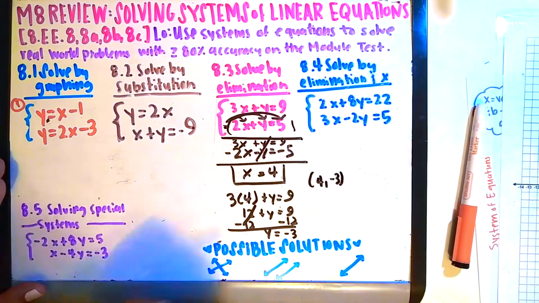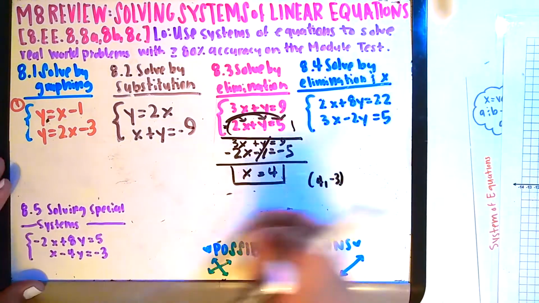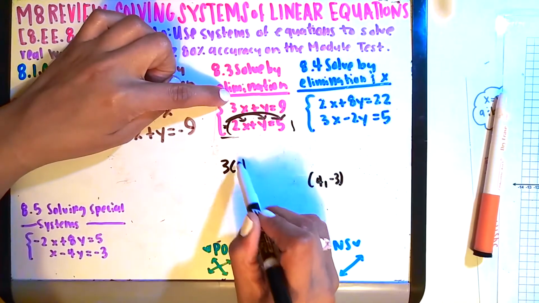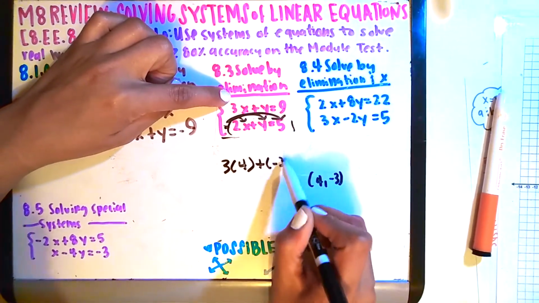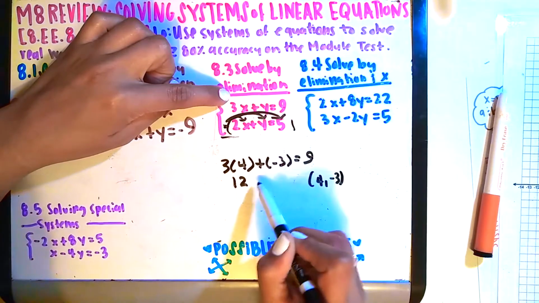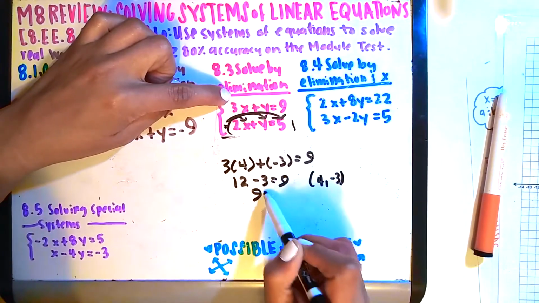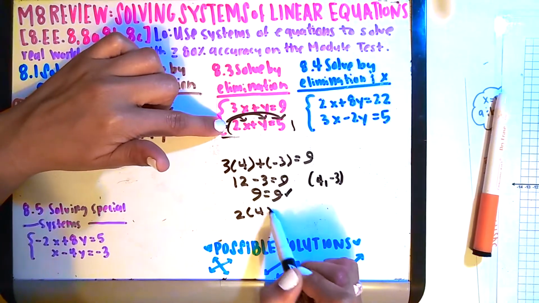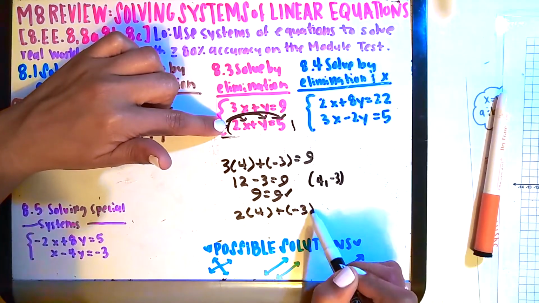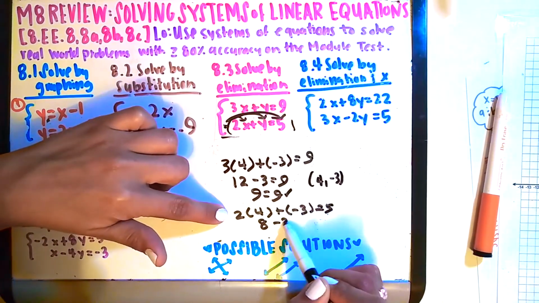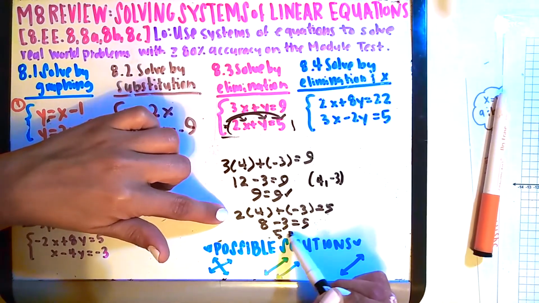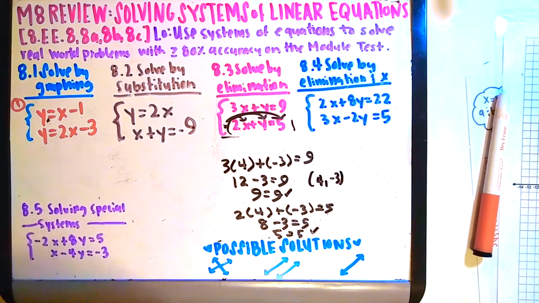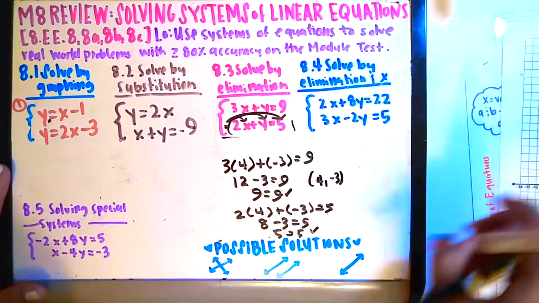Okay, let's see if that's true. Let's check. 3 times 4 plus negative 3 equals 9. Is that true? So we have 12 minus 3 equals 9. Is 9 equals 9? Yes, correct. That's right. So let's do the second one. 2 times 4 plus negative 3 equals 5. That will be 8 minus 3. Is it 5 equals 5? Yep. So that one's checked. I'm good with it. So let's go and give you one to do.